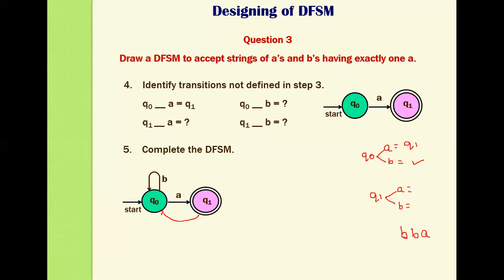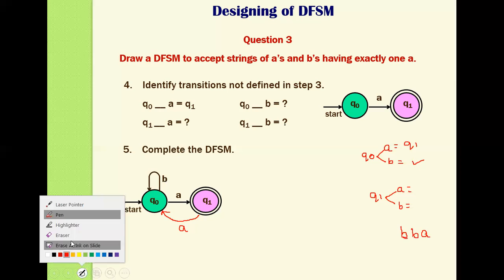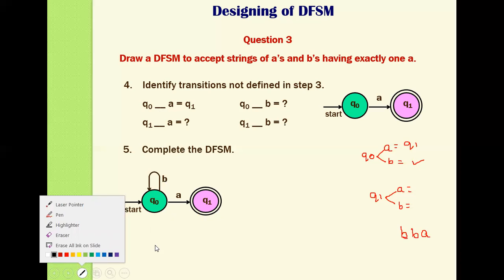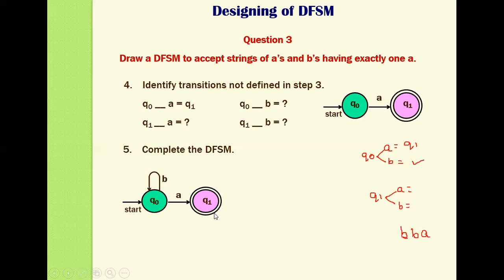From Q1, can it go back to Q0 upon A? If I do that, that means what? A I am reading, again A I have to read so that it reaches the final state. But according to the question, I should have only one A. I can't have more than one A. So self loop not possible, forward direction not possible, even the backward direction is not possible. So what is the thing which is left over? I have to go for a trap state.